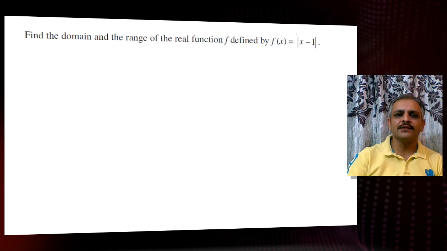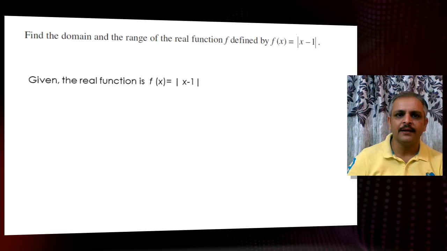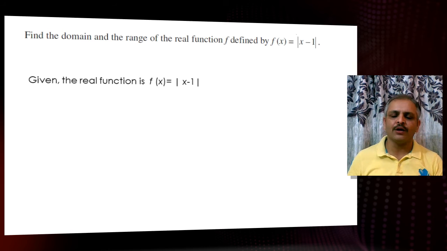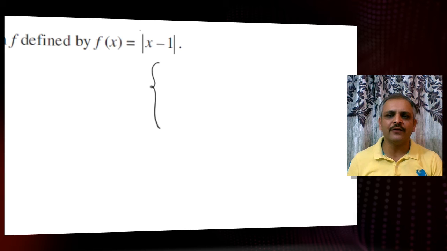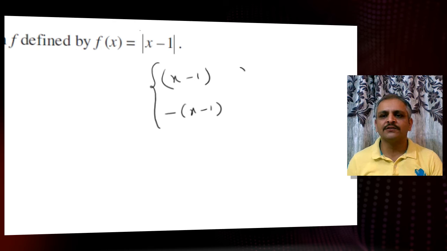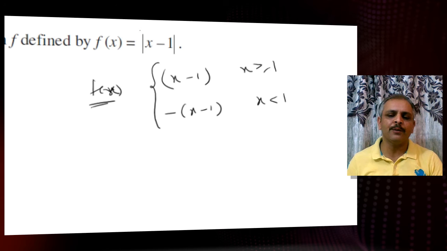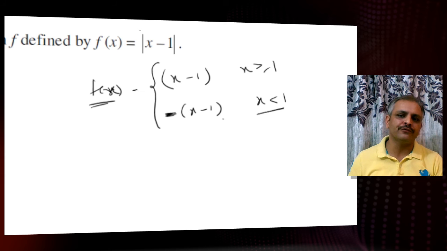We have to find the domain and range of the real function f defined by this one, the modulus function. So dear students, in the previous video I told you about the modulus functions. So actually it comprises two functions, x minus 1 and minus of x minus 1. This will happen when x is greater than or equal to 1, and this will happen when x is less than 1. Why? If I take values more than 1 or equal to 1, it will be positive. If I take values less than 1, it will be negative, so I put another negative sign so that our output will be positive.